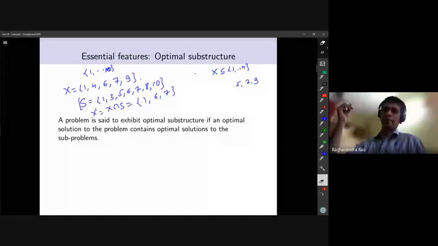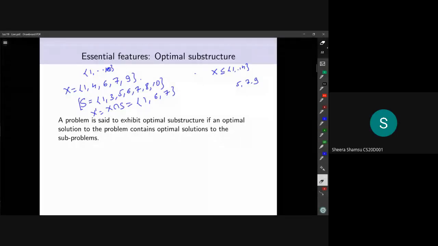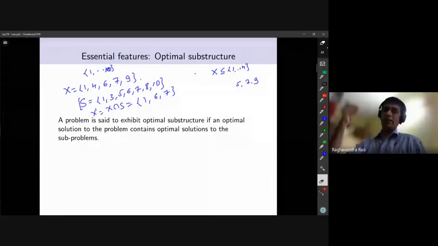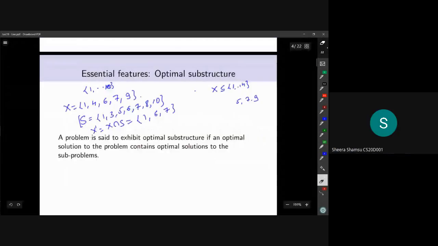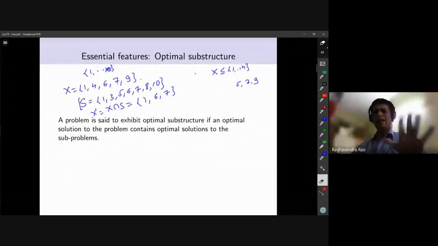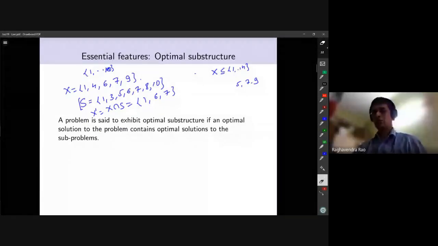Then in that sense, optimal substructure is the only property it should exhibit, right? Not really. The first one is also essential. You need to have this greedy choice. If the greedy choice is something very difficult to compute, or if there is no greedy choice, it's difficult. So these two are essential features. Like I said, these are very abstract terms.